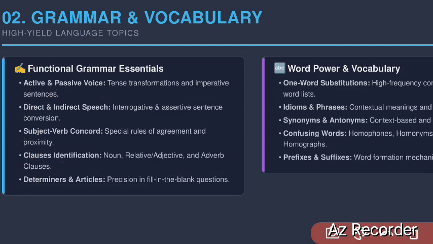And for vocabulary, you must prioritize one word substitution, idioms and phrases, synonyms and antonyms, and also confusing words like homophones, homonyms and homographs, prefixes and suffixes. These are the important factors in grammar and vocabulary which you have to understand and learn.